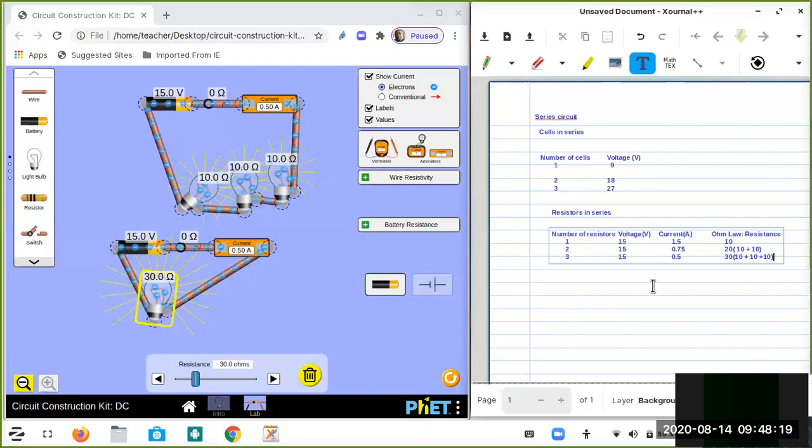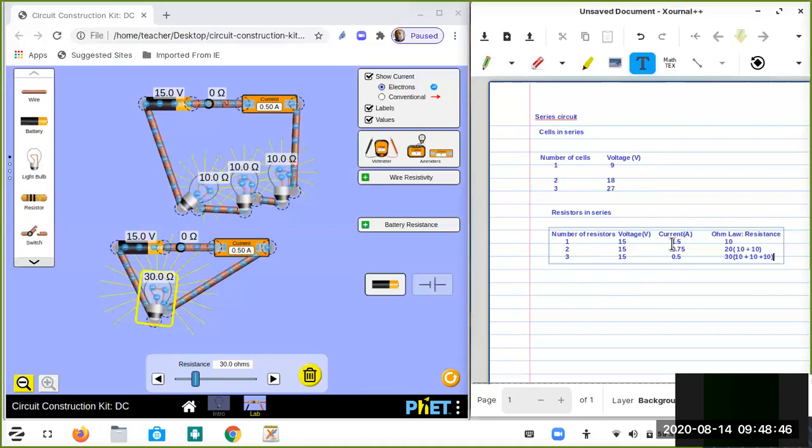Now, going back to the table, as the number of resistors increases, the current decreases. I think you can see here that the current is decreasing. I repeat again, as the number of resistors increases, which means resistance is increasing, right? When resistance is increasing, the current decreases. That's what we are seeing here.